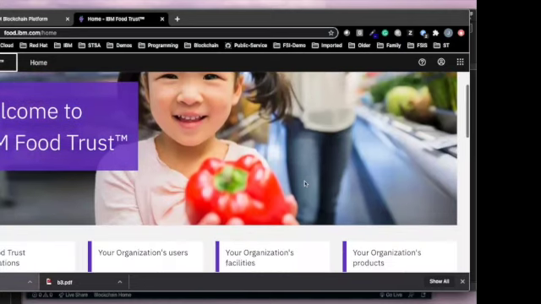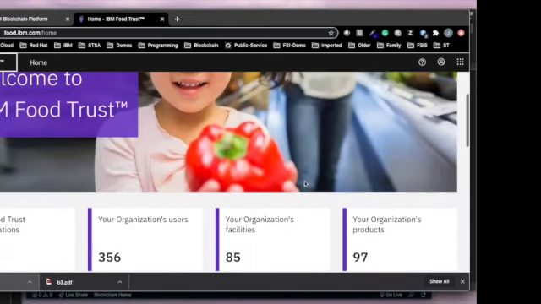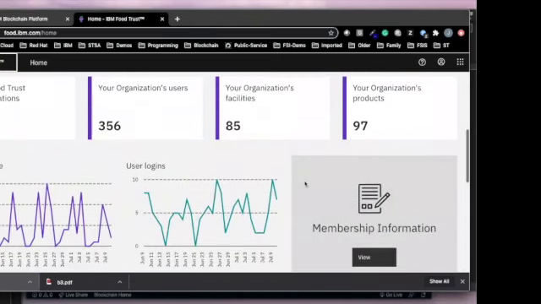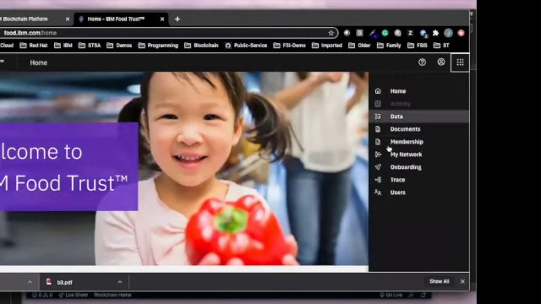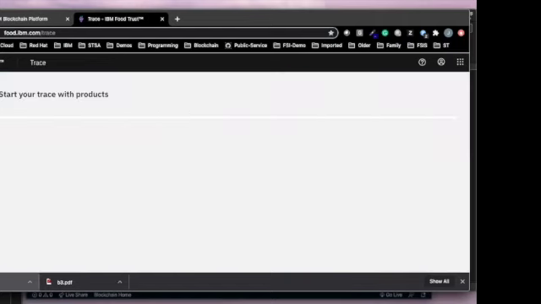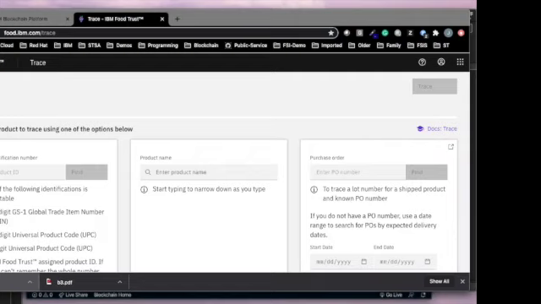So this, hopefully you can see my screen, is just the home page for our IBM Food Trust Network. Just a basic dashboard with some basic information for a fictitious organization in this case. What I'm going to do is take you to our trace module, where you can actually start to trace. Say, okay, if I have some product that I want to trace, in this case, we're going to trace some baby food. If I can get to my screen here. There we go. All righty. So I'm just going to get the product ID, and I'm going to pop it in here.